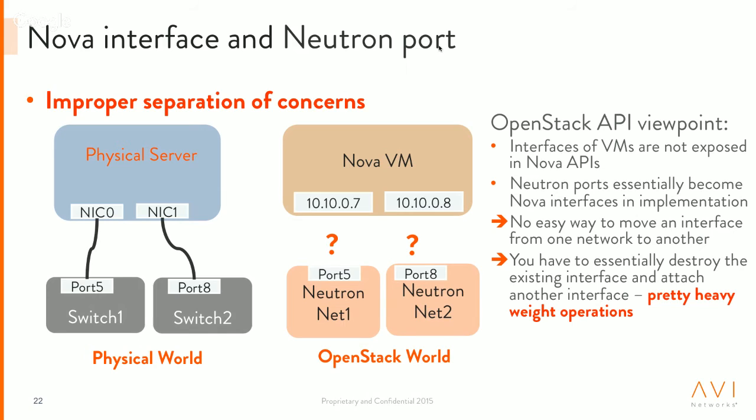So that's one of the things about Neutron and Nova. It came about organically. Initially, Nova had the networking, with everything being managed inside Nova, and slowly Neutron moved things out. But there are still vestiges of this separation not happening very well in the OpenStack APIs. Any questions on this?